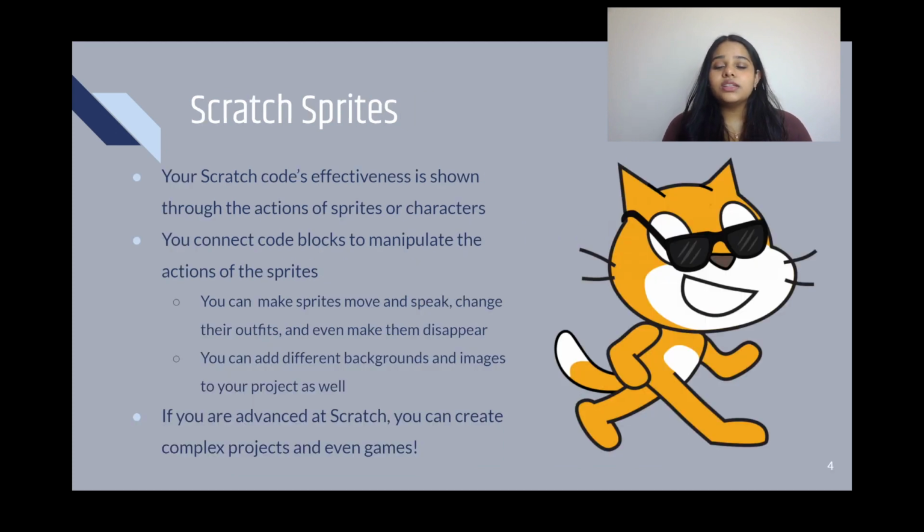So moving on, let's just get an intro to what Scratch uses. Scratch uses something called sprites. Sprites are essentially characters or objects that can be manipulated, and your code's effectiveness is shown through the action of these sprites. So your code can apply to one or multiple sprites, and depending on what you've written, it can make the sprite move, speak, change their outfits, and even make them disappear.